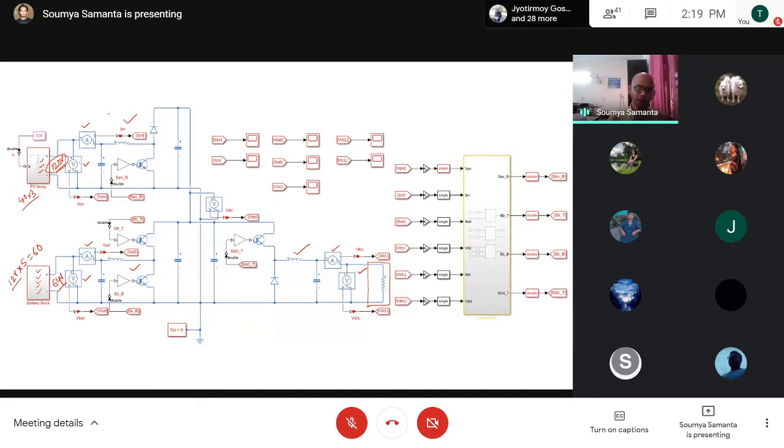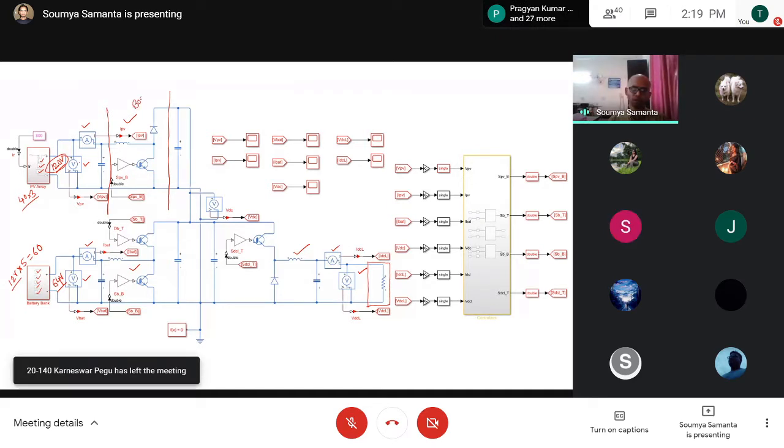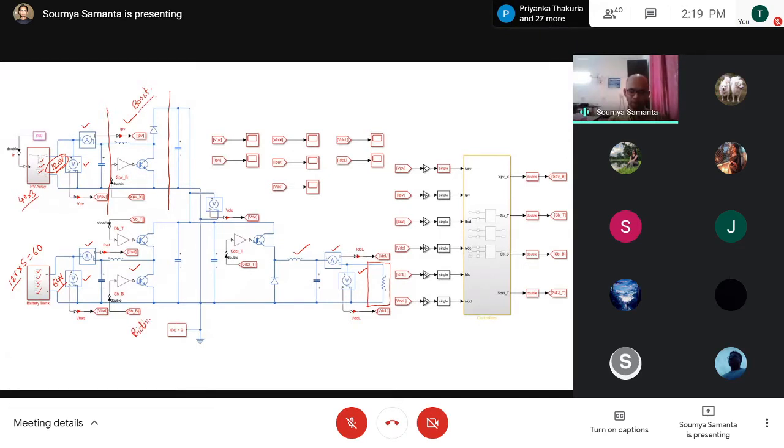Now the remaining part, this part is the converter part. Okay. How do we construct this converter? This converter is called a boost converter. This is called a bidirectional converter. Bidirectional. Why is it called bidirectional? Because it can flow power in both directions.